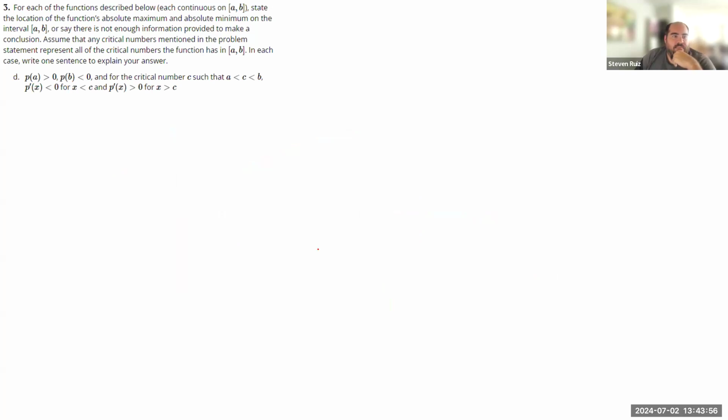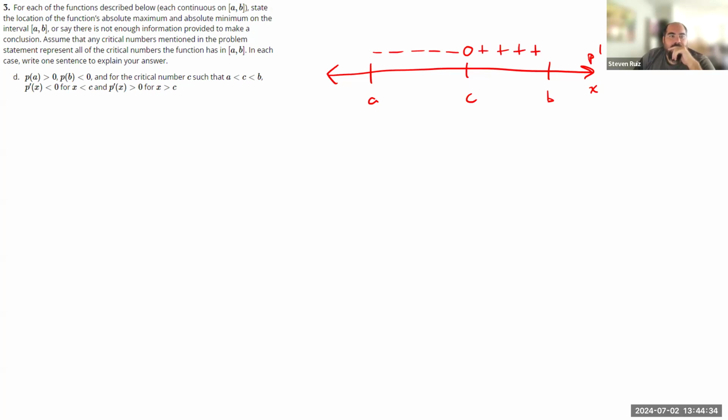And finally, all right, what am I told here? I'm told that P of A is positive, P of B is negative, and the critical number, okay, so I've got a lot of stuff going on, so let's make a sign chart. So P prime, again, I'm looking at A and B. That's my closed interval. What's happening at C? C is a critical number. I have a first derivative equal to 0, and it looks like I have a function that decreases to that point and increases thereafter. I'm also told that P of A is positive, and P of B is negative.